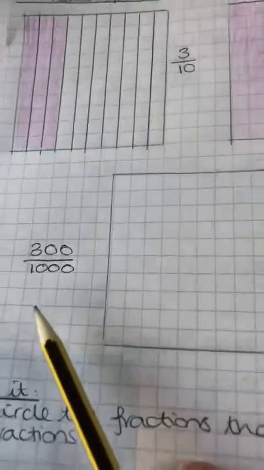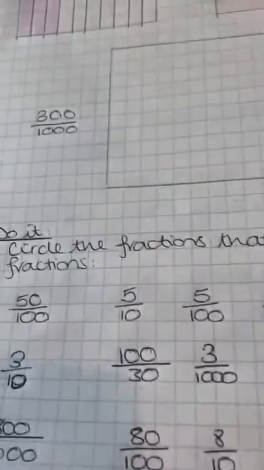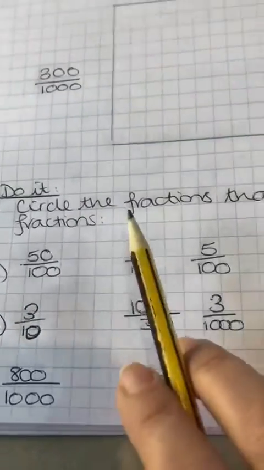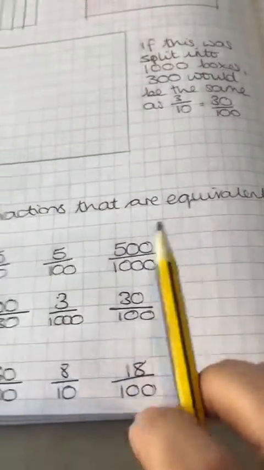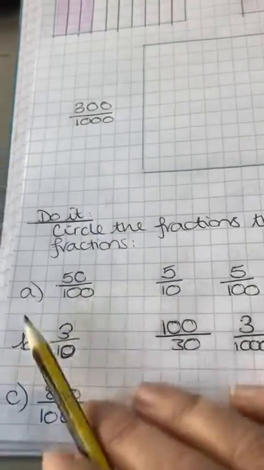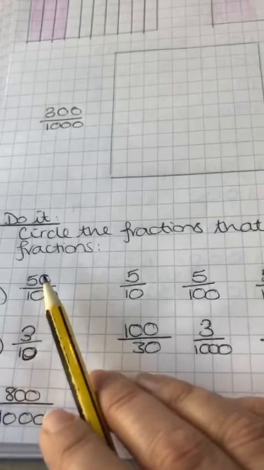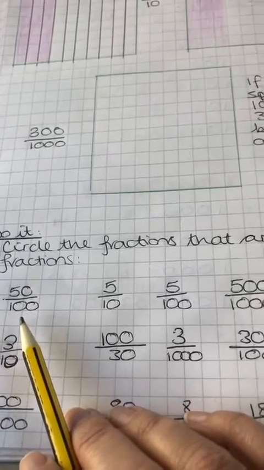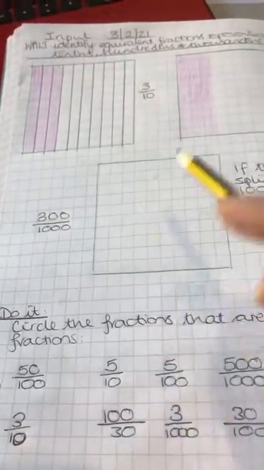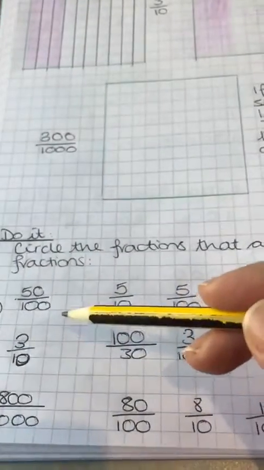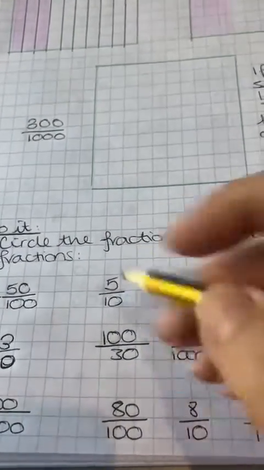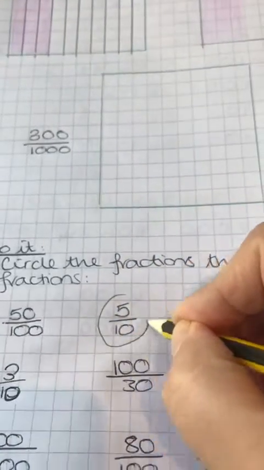So for our do it, we are circling the fractions that are equivalent fractions to the first ones in the row, okay? So I have 50 100ths. So I remember from up here that 50 100ths would be equivalent to 5/10. So I'm going to circle that one.